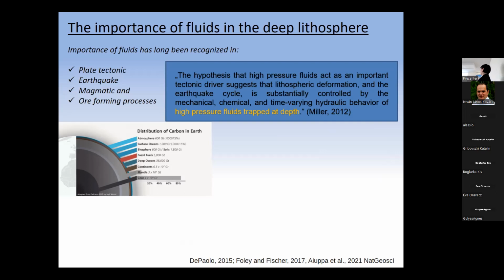And again, the high pressure is important because this fluid doesn't want to be at such high pressure, but they are at the deeper part of the lithosphere. They want to be somehow released, okay? So they are tending to decrease their pressure. They are tending to move upward.